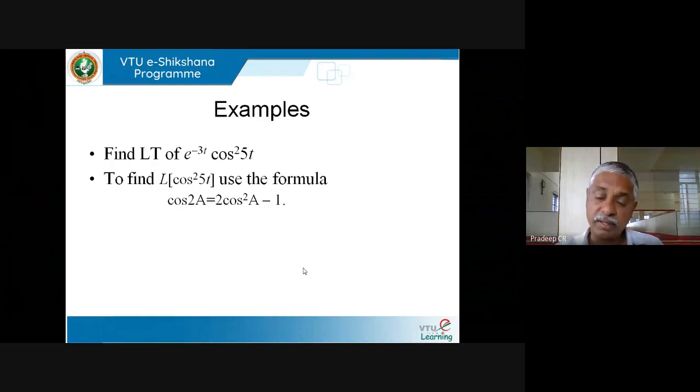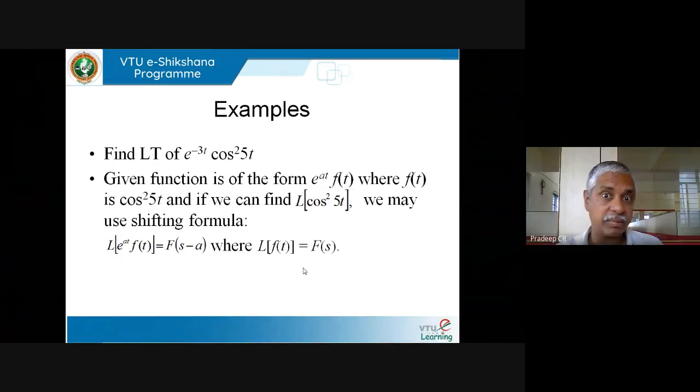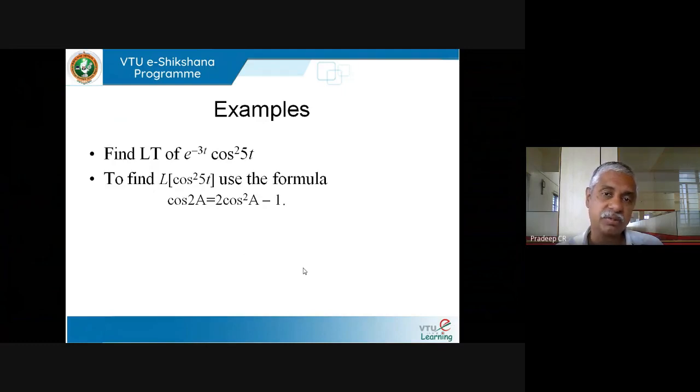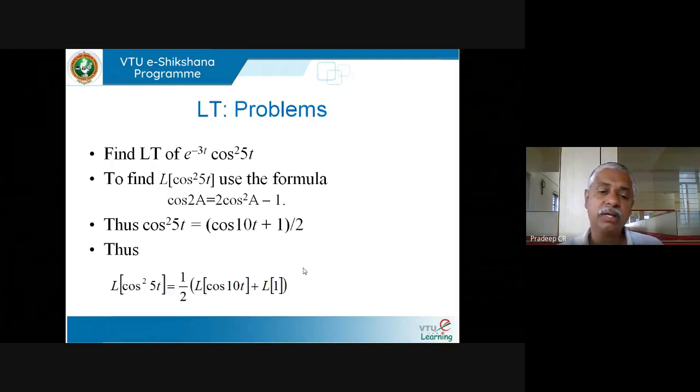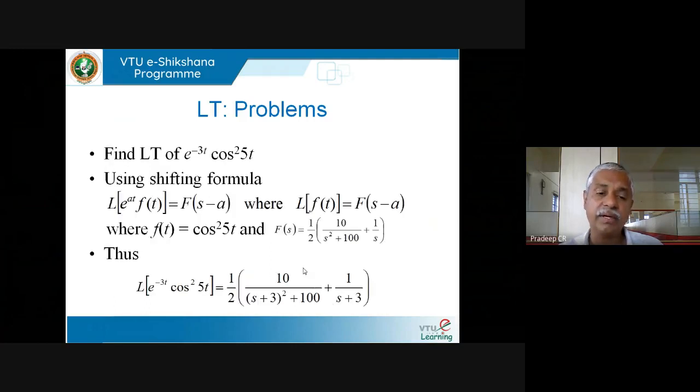But how do I find Laplace of cos square pi t? We already saw Laplace of sine square something and how to do it. That time I told you how to find Laplace of cos square. We basically use cos 2a is equal to 2 cos square a minus 1. So in this case, cos square pi t is (cos 10t plus 1) by 2. Then Laplace of cos square pi t is half of Laplace of cos 10t plus L of 1, which I know how to find. And then to find Laplace of e power minus 3t into cos square pi t, I just replace s by s plus 3. There we go.